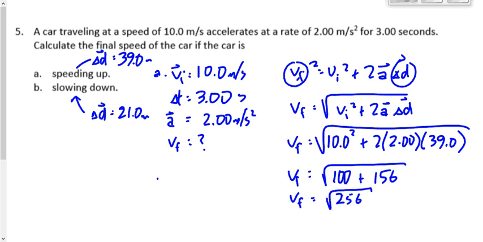And the square root of 256, give me a second here, is, don't tell me, the square root of 256 is, exactly, 16 meters per second. Look at that. Actually, it's going to be 16.0 meters per second, right?